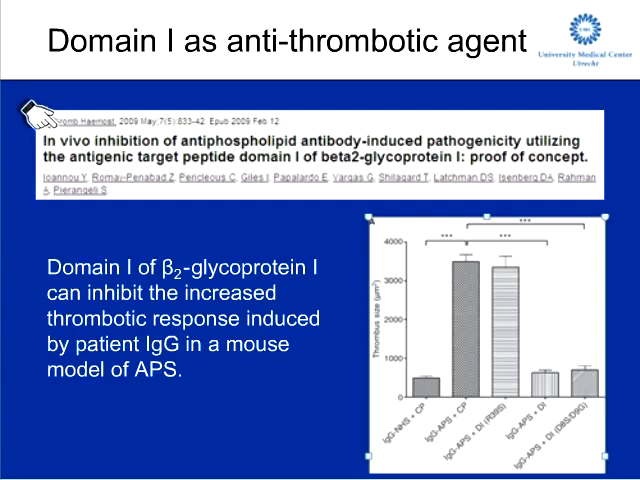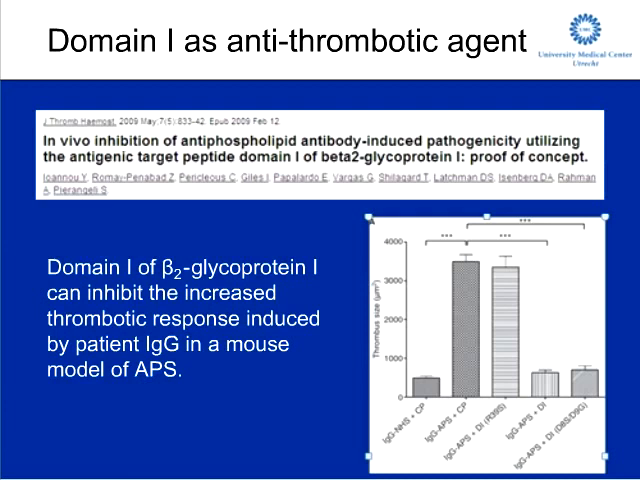There's one study in which they cloned specifically domain 1 of beta-2-glycoprotein 1 and used it as an inhibitor of thrombosis in an antiphospholipid mouse model. If you inject IgG of a patient in this model, you see a strongly increased thrombotic response compared to control IgG. If you then add domain 1 together with this antibody, the response decreases, indicating that domain 1 can block the effect of these antibodies.